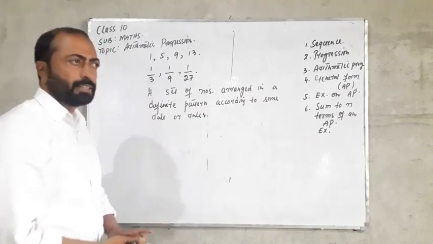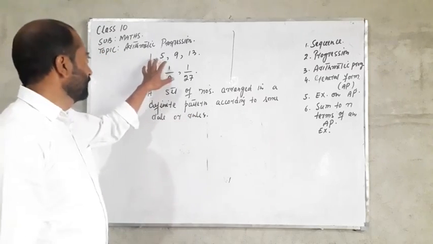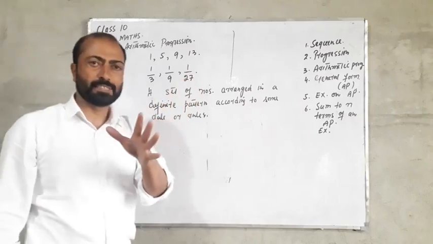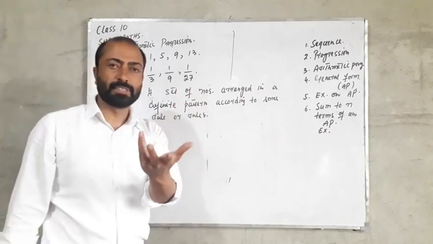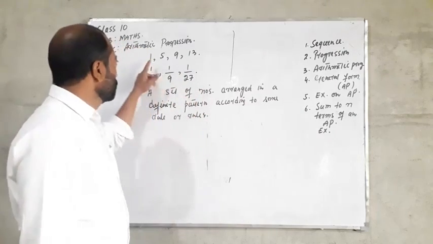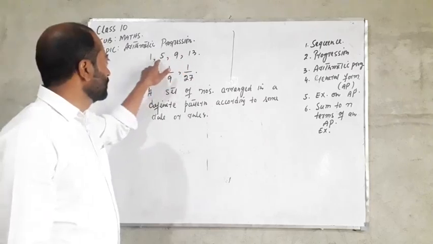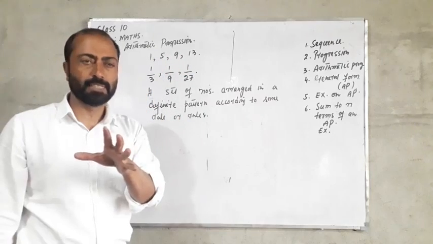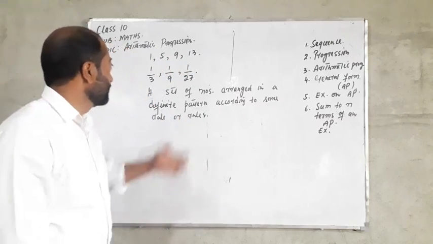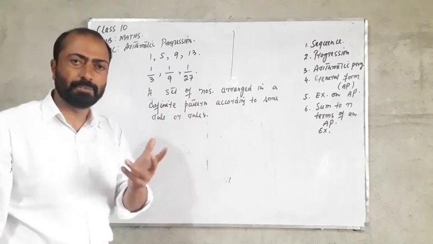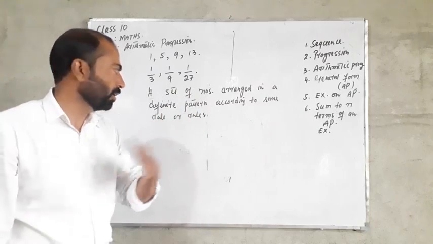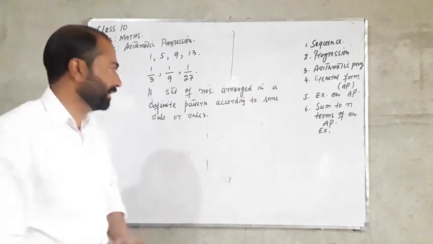Look here, this collection of numbers is a sequence. These numbers form the terms of a sequence, and usually we denote these terms by a1, a2, an or t1, t2, tn.